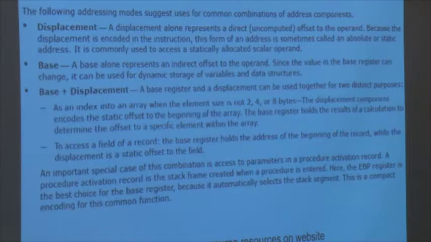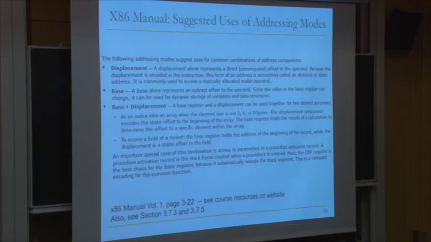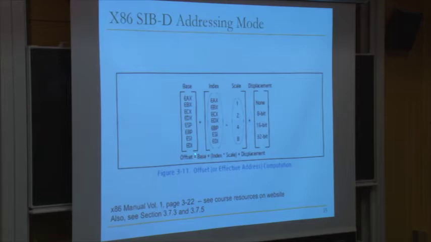Well, the x86 manual actually tells you this also. I just copied some parts of it. Actually, the actual section is pretty instructive, I think, so I'd encourage you to take a look at that. The following addressing modes suggest uses for common combinations of address components. For example, a displacement alone represents a direct offset to the operand. It is commonly used to access a statically allocated scalar operand. Make sense? So actually, this is called an offset. There's another base. If you read the section, you'll understand what it is.